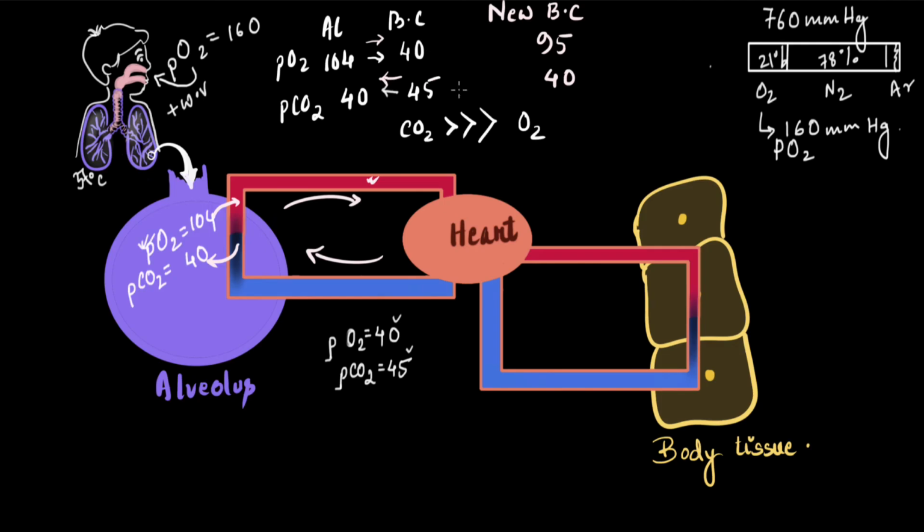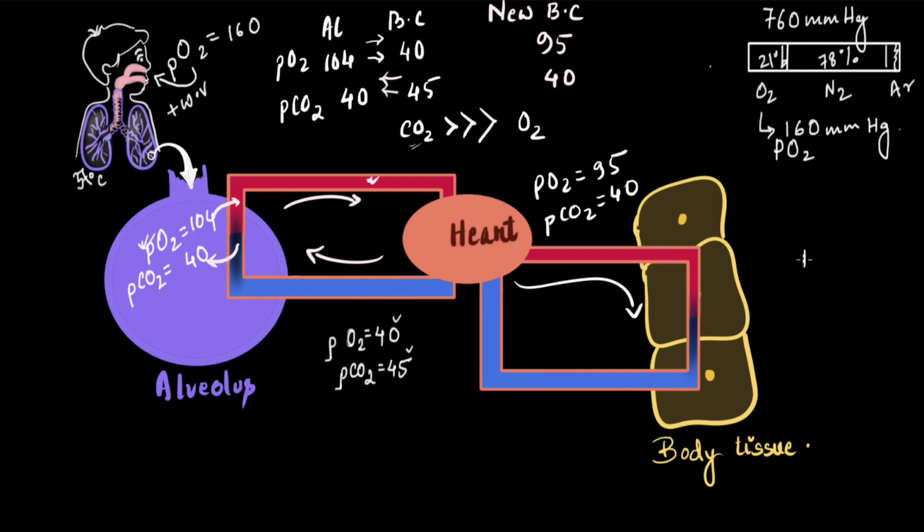On the other hand, oxygen, since it's not as readily soluble as carbon dioxide, more pressure was required to push and dissolve oxygen into our bloodstream. So solubility plays a role here. Okay, and that is how we got the new partial pressure of oxygen in the oxygenated blood as 95, and for carbon dioxide we got 40. Okay, now this freshly oxygenated blood from the heart will move towards all different body parts, towards our body tissues.